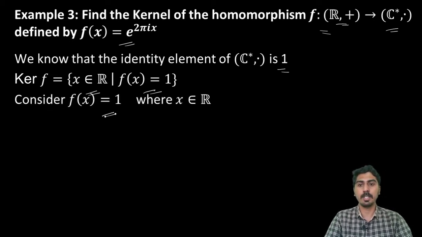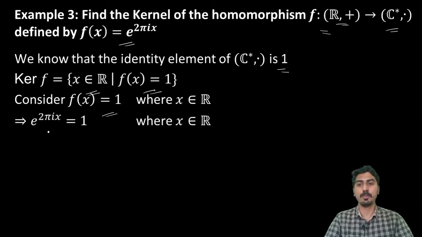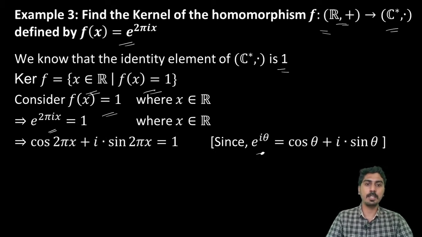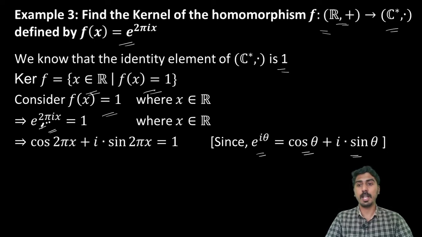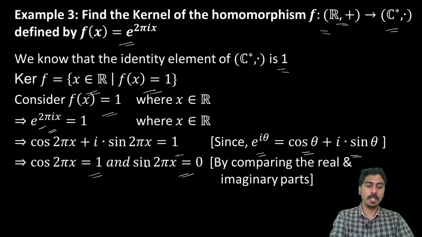Consider f of x equal to 1. F of x is given by e to the power of 2 pi ix. I know that e power i theta is cos theta plus i sin theta. E power i 2 pi x is cos 2 pi x plus i sin 2 pi x, which is equal to 1. Now if I compare the real and imaginary parts, I get cos 2 pi x equal to 1 and sin 2 pi x equal to 0. I need to find out the common solution for this.